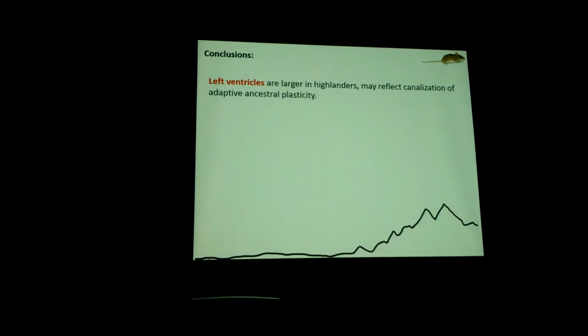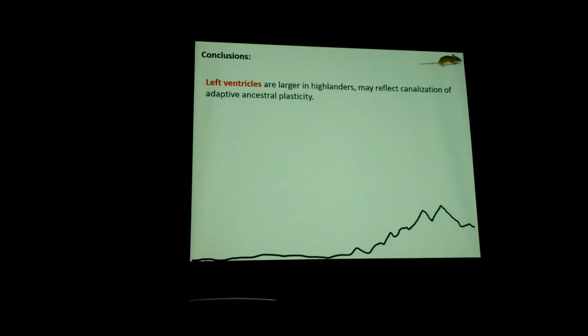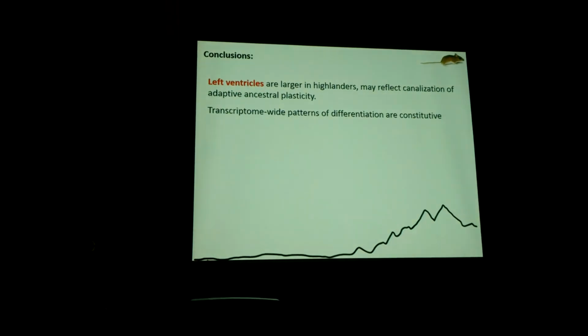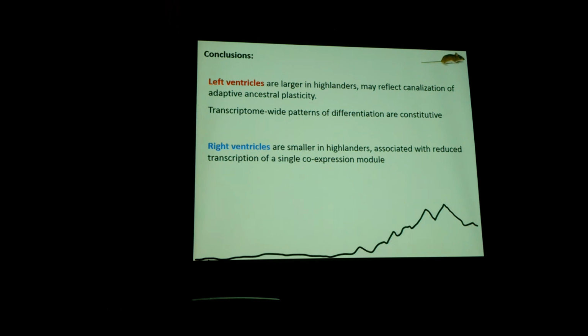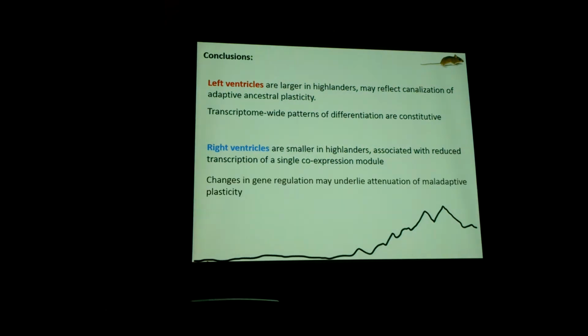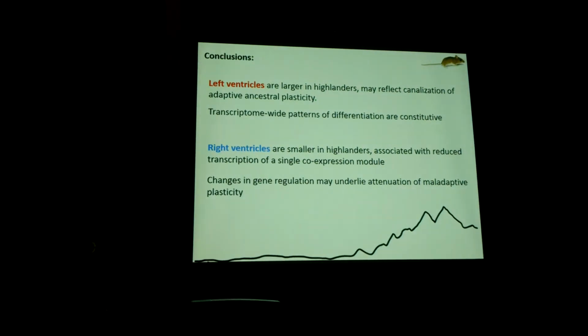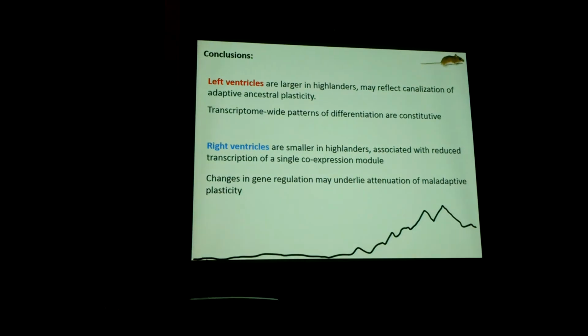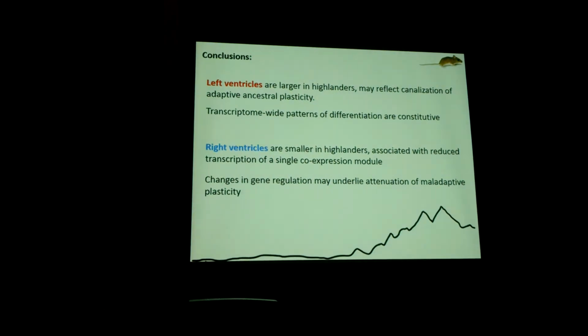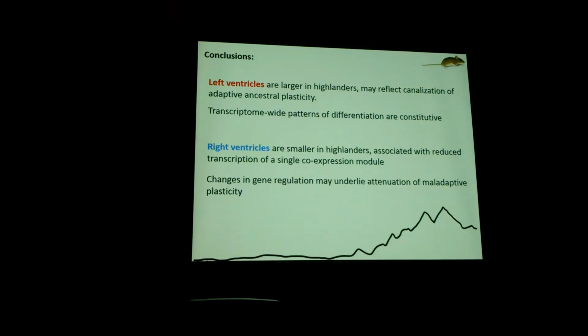So what I've shown you is that the left ventricles are larger in Highlanders, and this may reflect the canalization of ancestral adaptive plasticity, but we don't have very good statistical support. What we do know is that transcriptome-wide patterns of differentiation are very strongly constitutive. The right ventricles are smaller, and they're associated with reduced signal of transcription in a single module of tightly correlated genes. And I think this suggests that changes in gene regulation may underlie the attenuation of maladaptive plasticity.